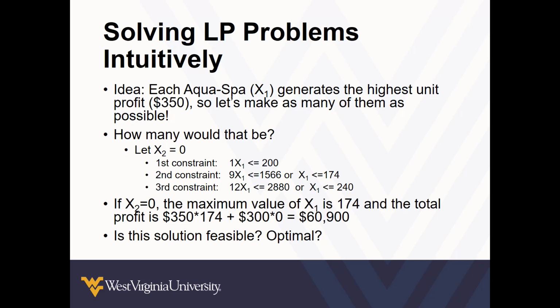Well, we're not using all of the resources available to us. Look at the second constraint. The maximum number of X1 or aquaspas we can produce is 174. So we could be leaving some things on the table because the aquaspa requires more labor, and therefore, who knows, if we didn't have that constraint or we were considering the second, the Hydrolux, we may find that we could actually produce more tubs and generate more profit. But intuitively, this is one solution that could be found.